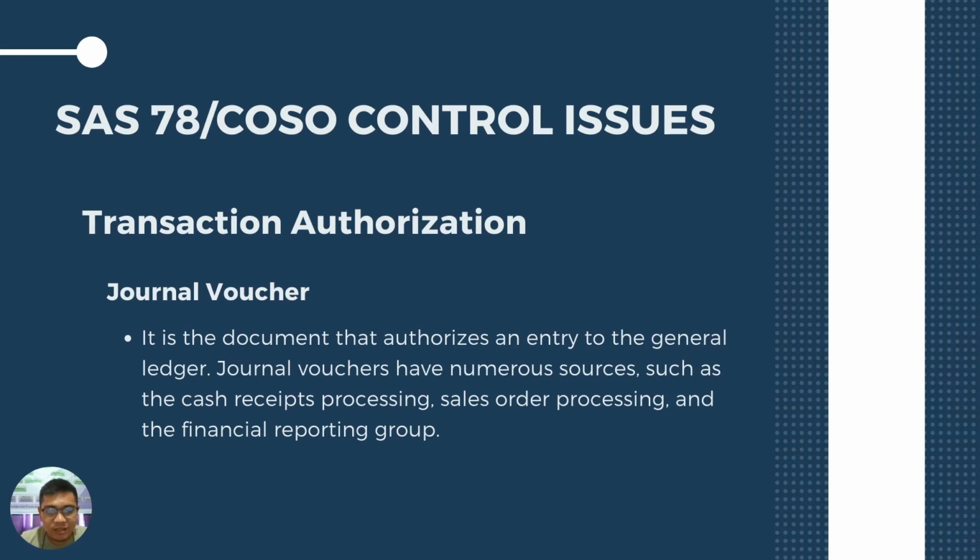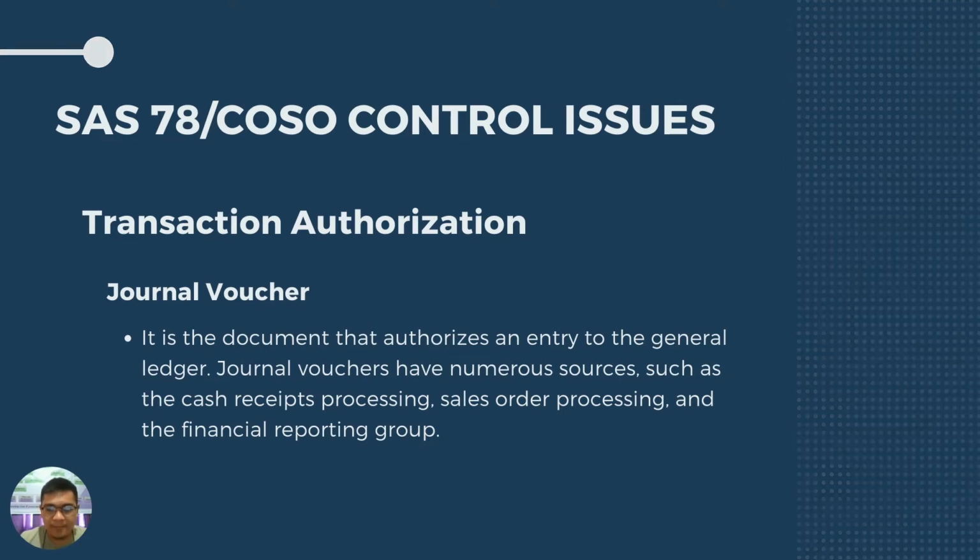In SAS 78, COSO control issues, this discussion of FRS physical controls will follow the SAS 78 COSO framework, which by now is familiar to you. Let's start with transaction authorization. The journal voucher is the document that authorizes an entry to the ledger. Journal vouchers have numerous sources such as cash receipts processing, sales order processing, and the financial reporting group. It is vital to the integrity of the accounting records that the journal voucher be properly authorized by a responsible manager at the source department.